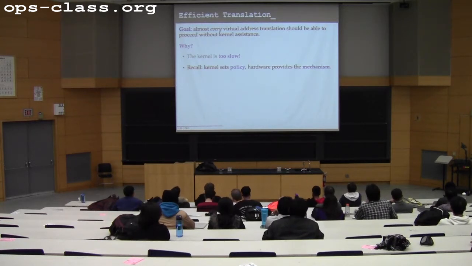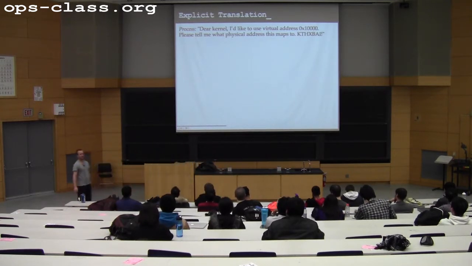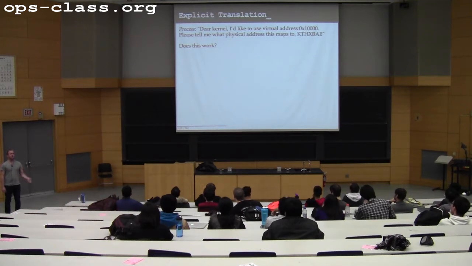The goal here is to get the hardware to do the work for me because the hardware is going to do it extremely quickly. But at the same time, I need to make sure that the kernel retains control over how the translations are performed. So here's one approach at doing this. Here's one attempt. When a process wants to use a virtual address, it in some way tells the kernel, here's the virtual address. Tell me what physical address this refers to so that I can use it. Can I do this? Is this something that I would be able to get away with?